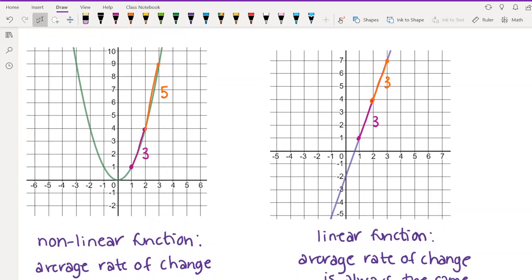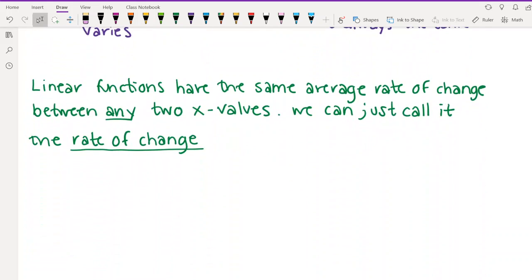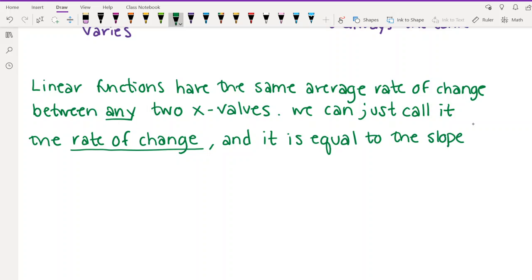The rate of change of your function is the same thing as the slope. So we can just call it the rate of change, and it is equal to the slope of that line. So that's really what makes linear functions special, is that they are good for representing situations where the rate of change is always the same.